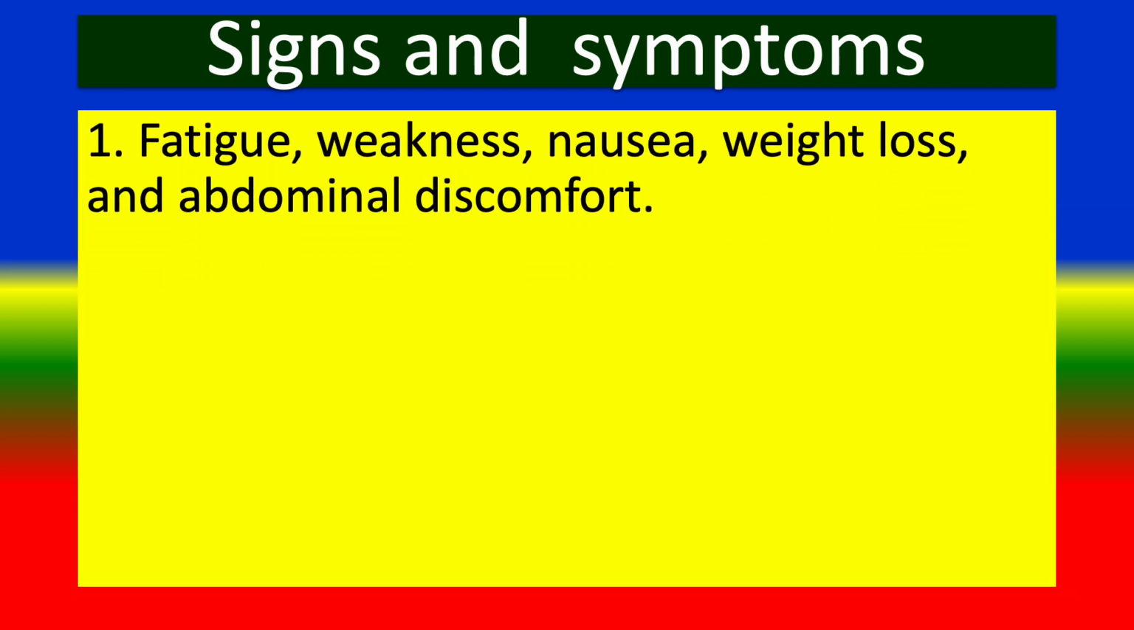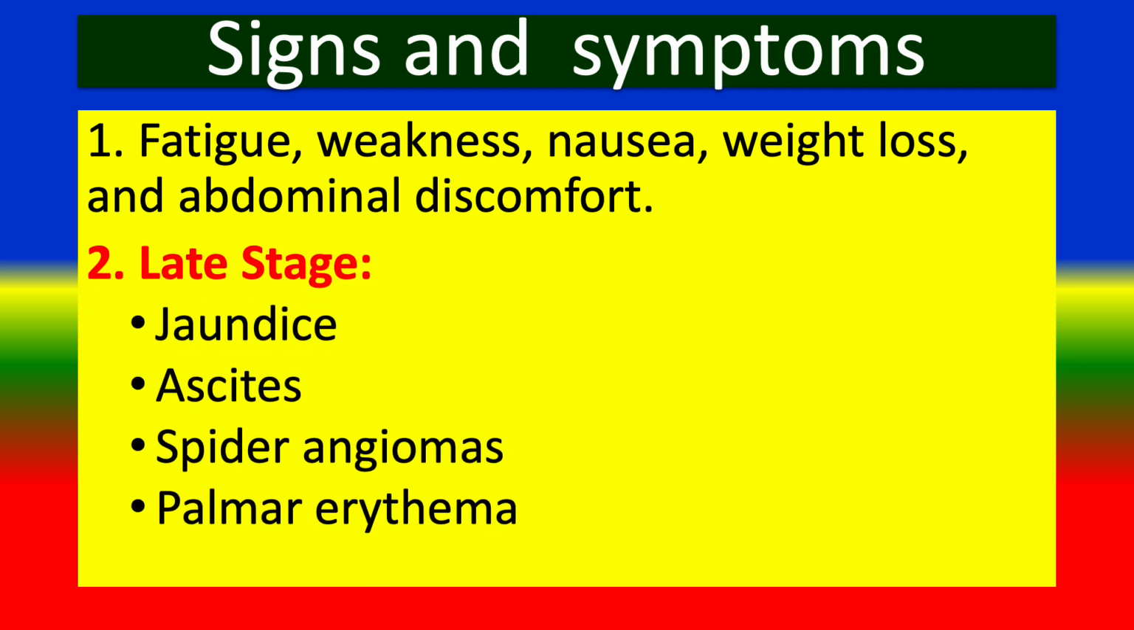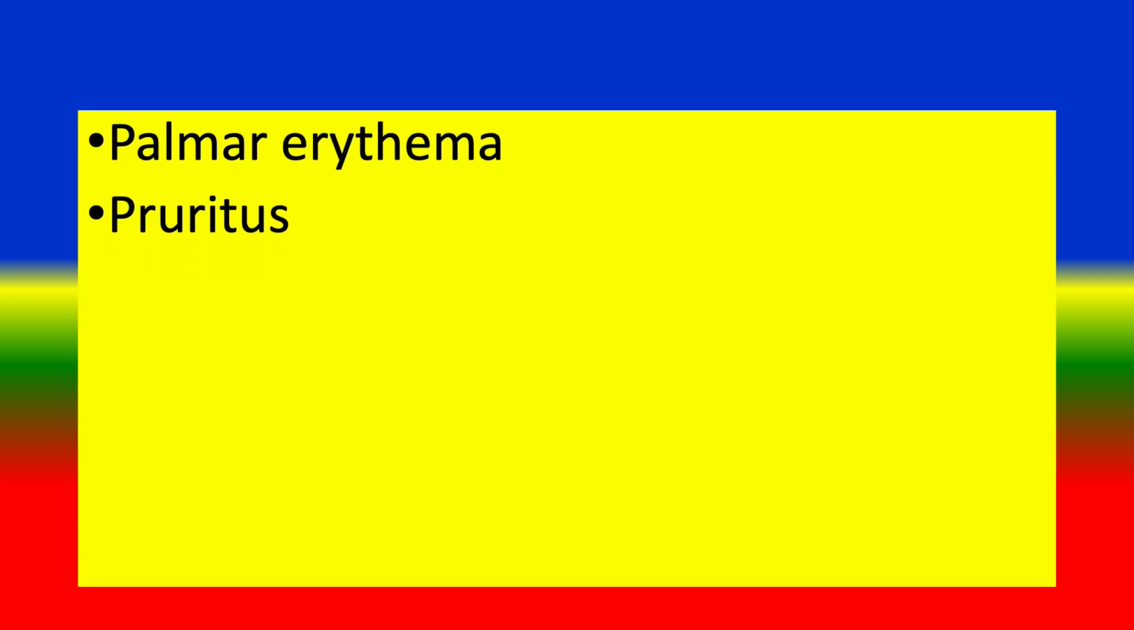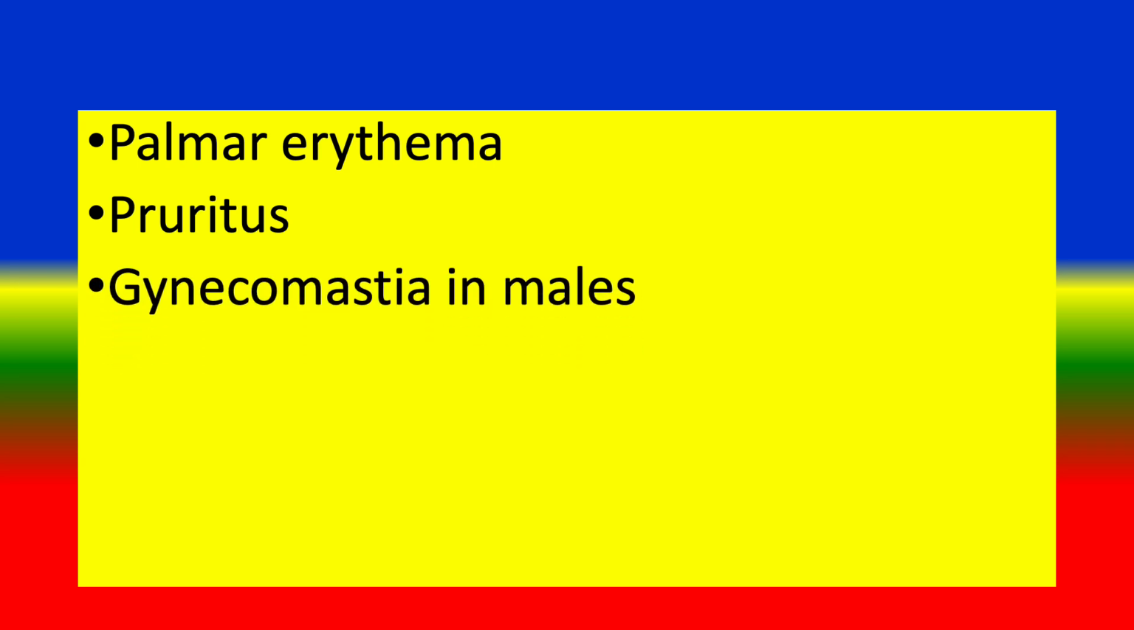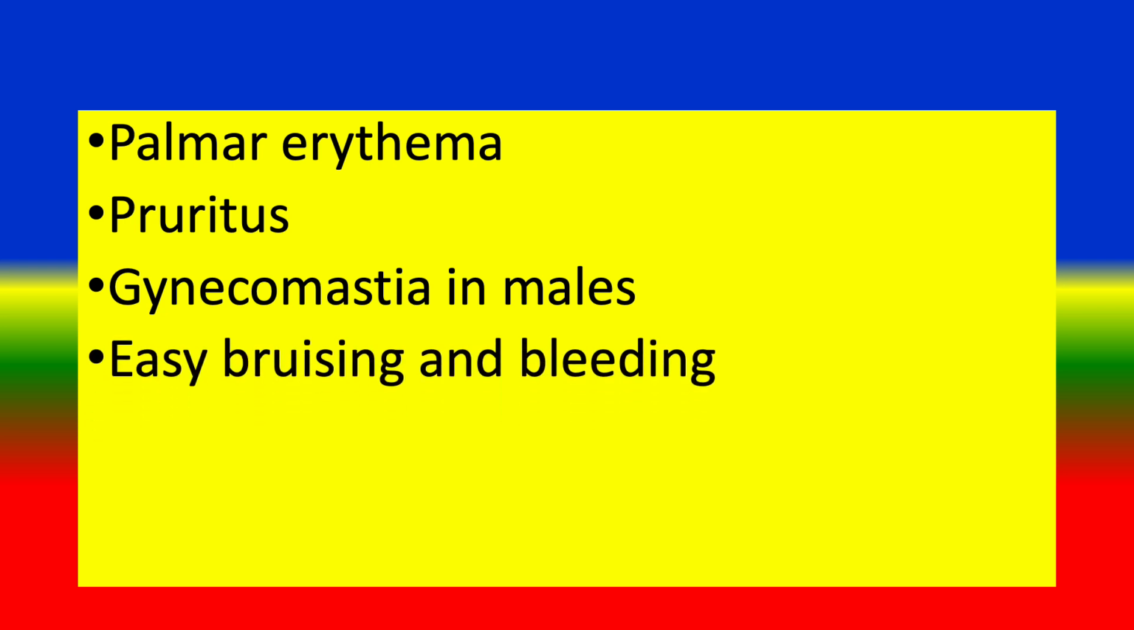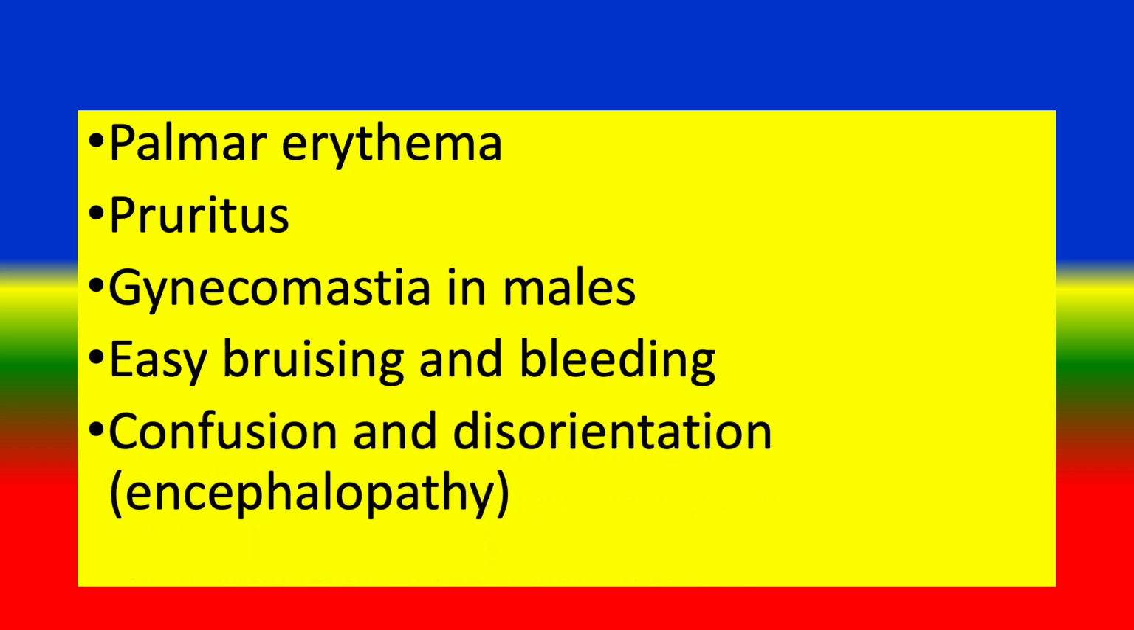Signs and symptoms. 1. Fatigue, weakness, nausea, weight loss and abdominal discomfort. 2. Late stage: jaundice, ascites, spider angiomas, palmar erythema, pruritus, gynecomastia in males, easy bruising and bleeding, confusion and disorientation, encephalopathy.